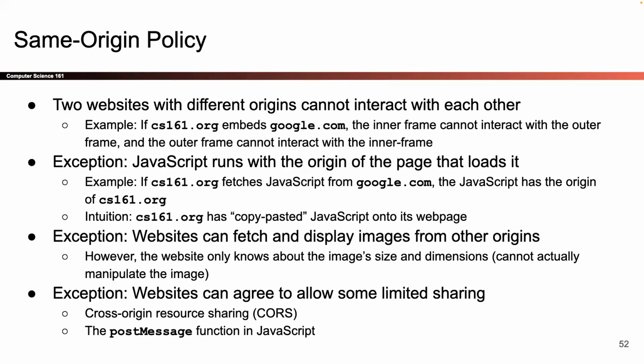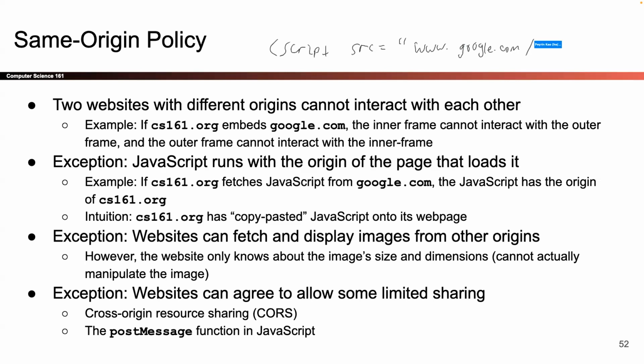Okay. And there are some minor exceptions. I'm not going to run through them in too much detail because honestly, they're kind of trivia, but I'll quickly run through them. So one thing you can do is fetch JavaScript from an external origin. For example, if you go to the CS161.org page, you're going to get a pile of HTML and JavaScript back. And you might get something with a weird syntax, where you get a script with a source tag.